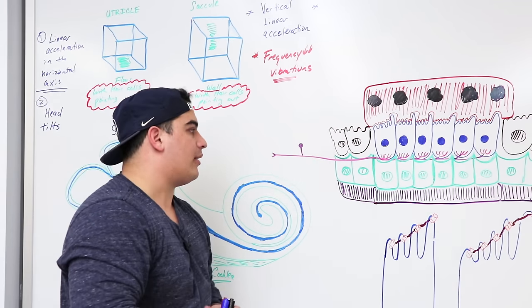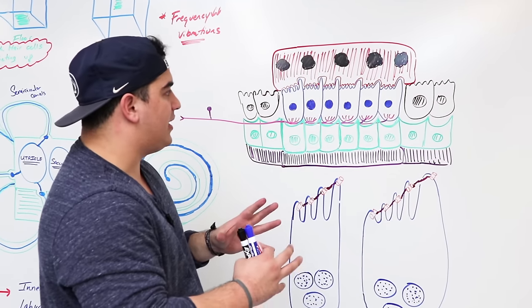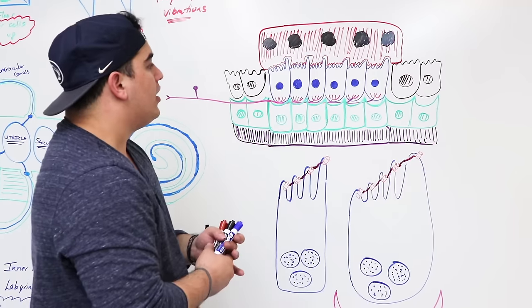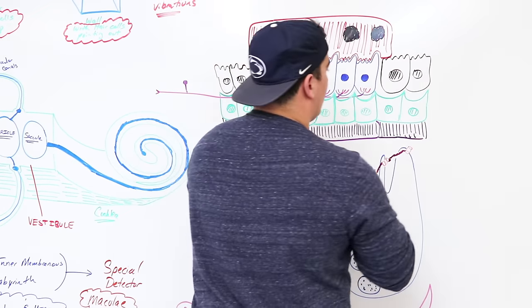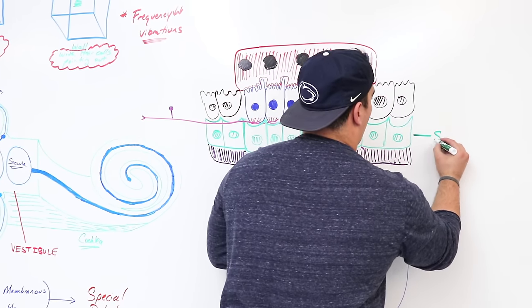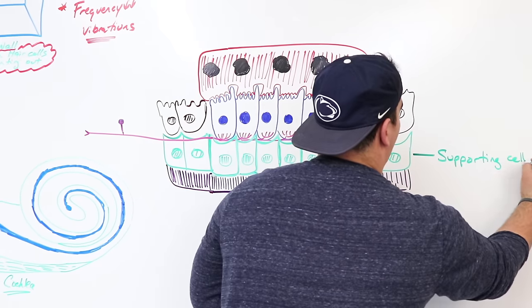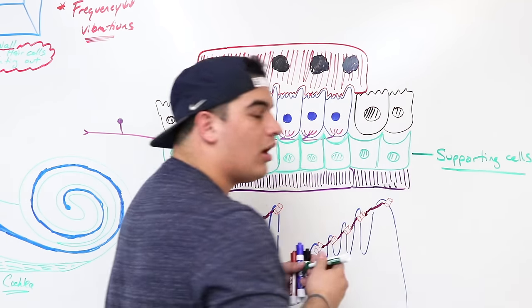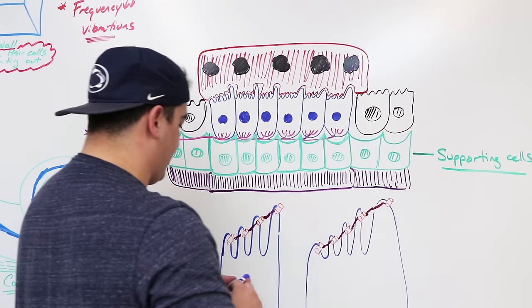Okay? So let's come over here. All right. So what we have here is the nice basis of our macula. On the bottom part here, you have these green cells. These green cells are called your supporting cells. Okay? They're called the supporting cells. All right? Above that, you have these blue cells.